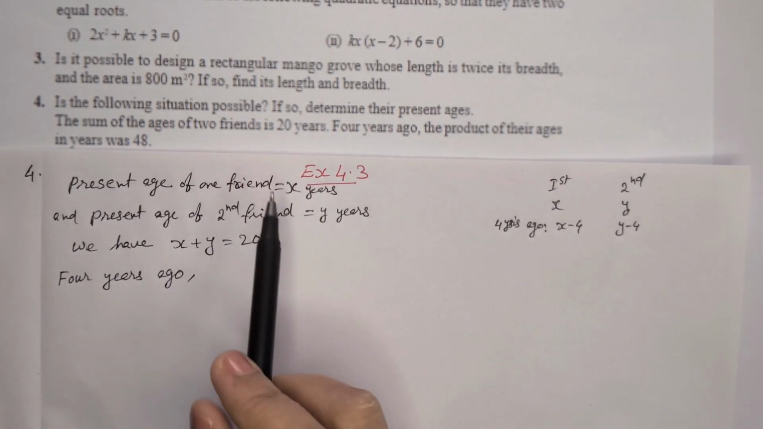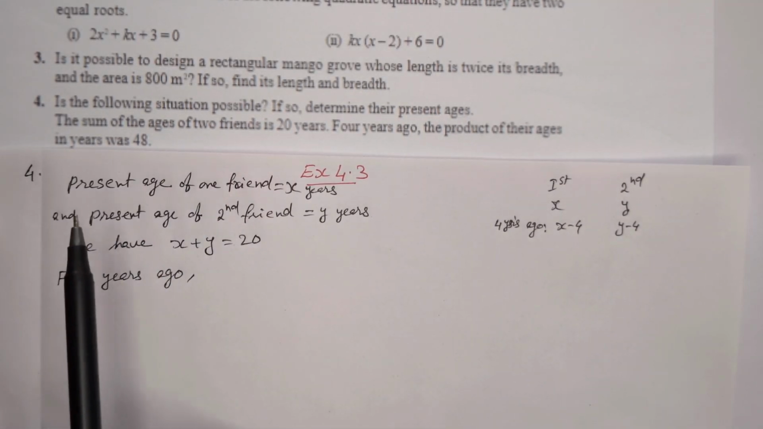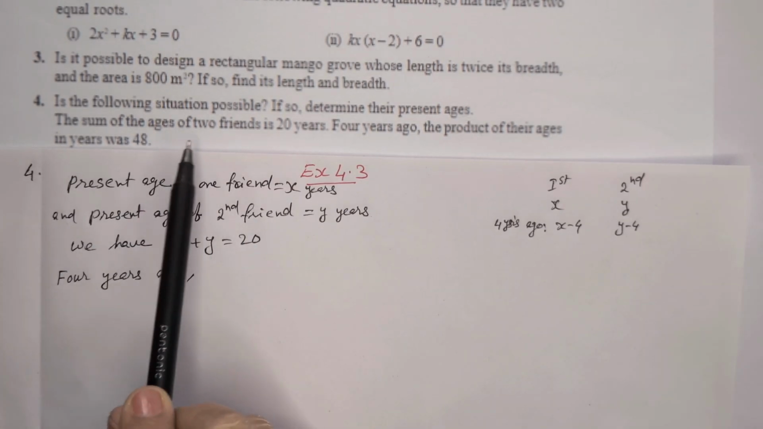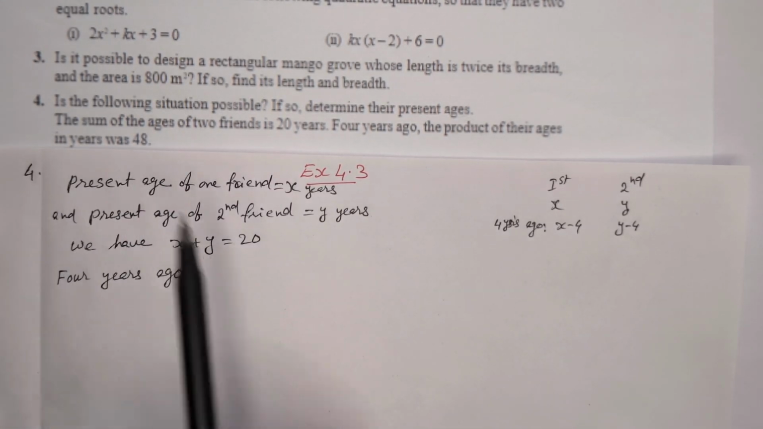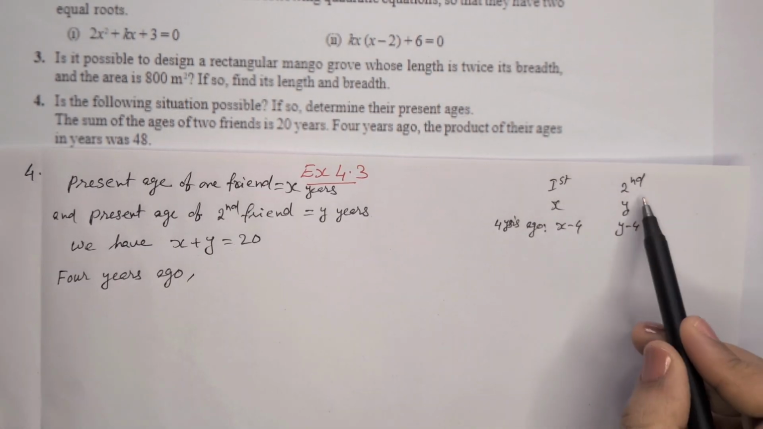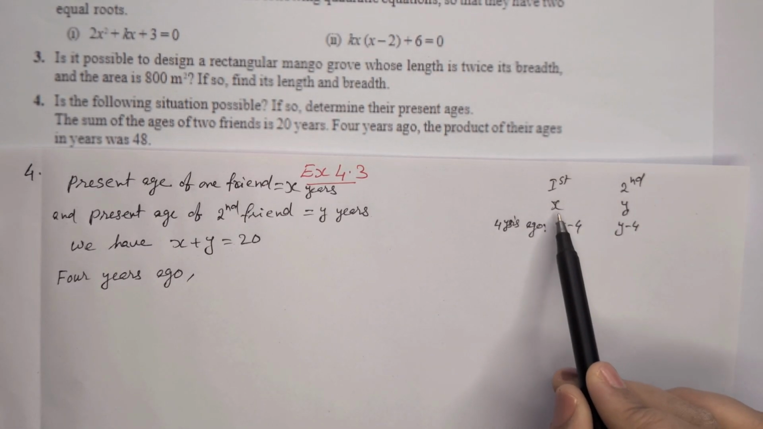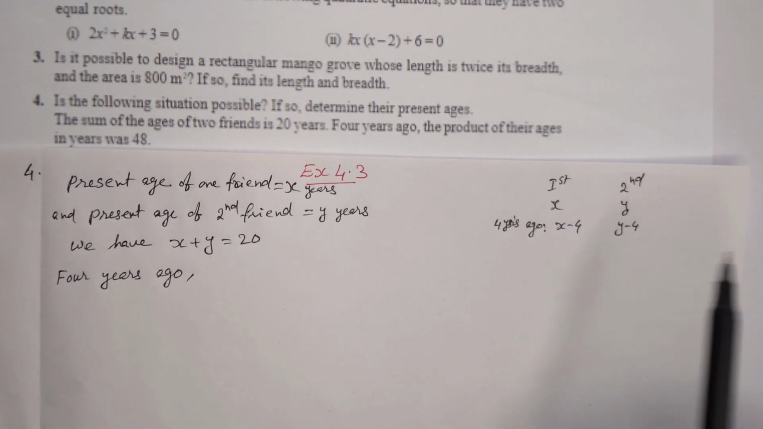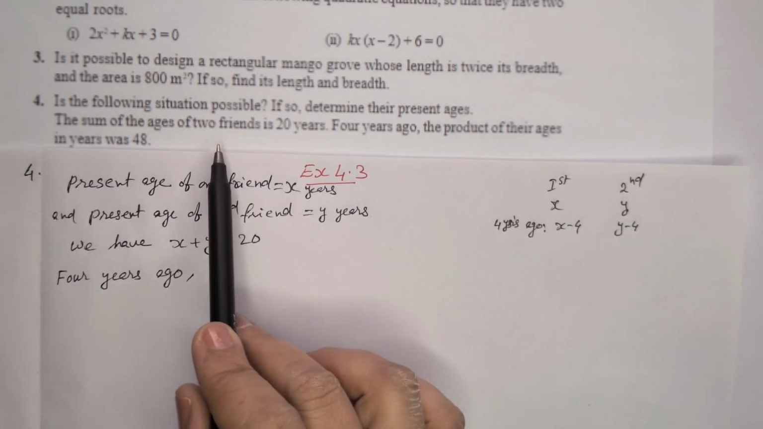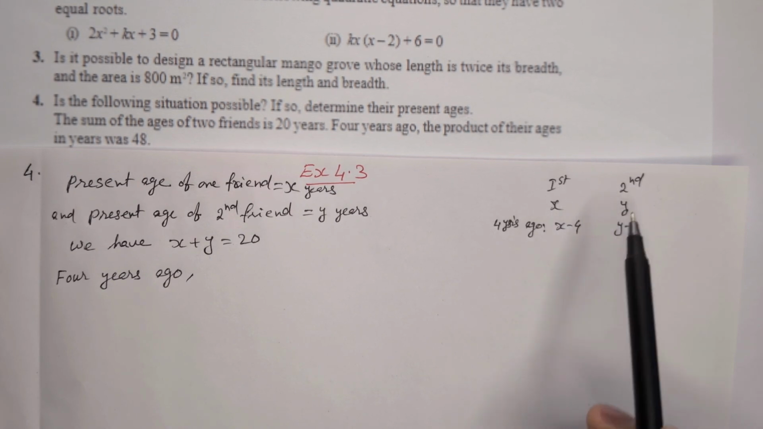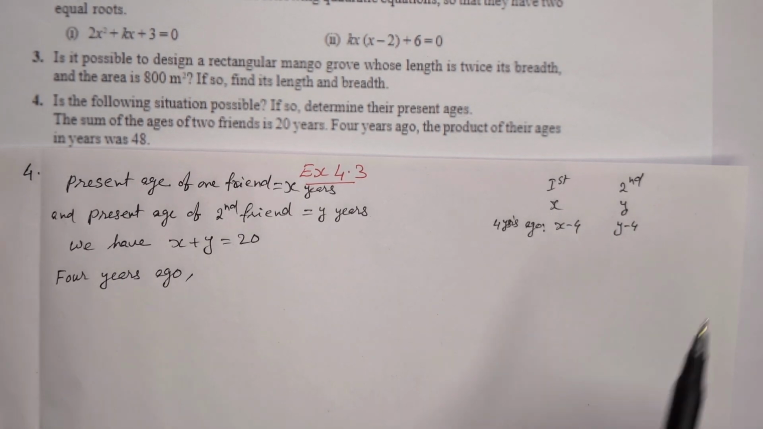Now the fourth question, is the following situation possible? If so, determine their present ages. Sum of the ages of two friends is 20 years. So we can take the first one and the second person. First one's present age is x years, second one's is y. Then the sum of their ages is 20, which means x plus y is equal to 20.